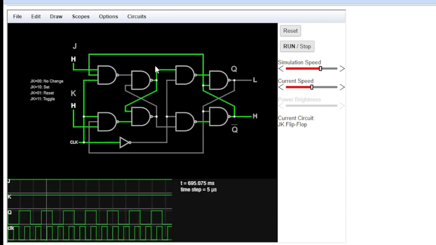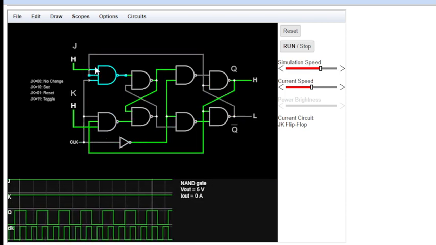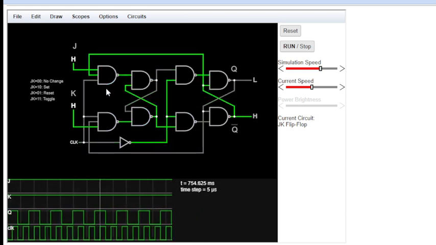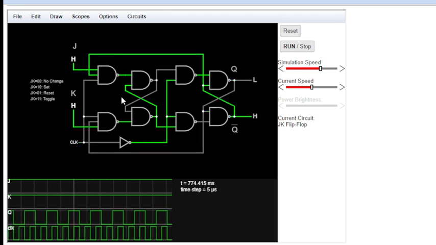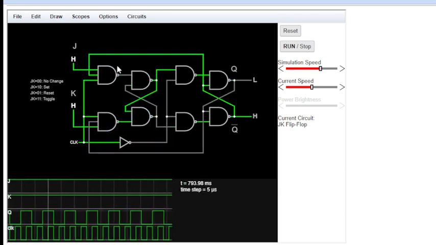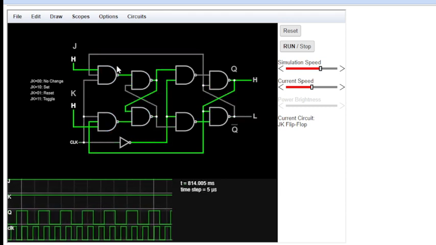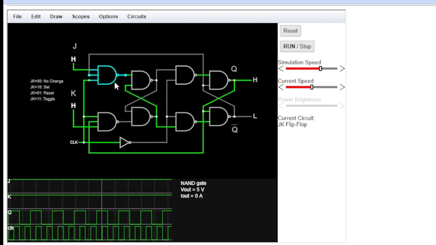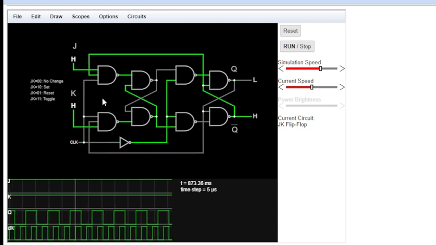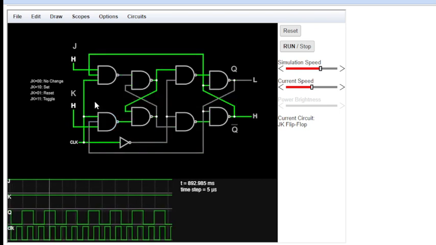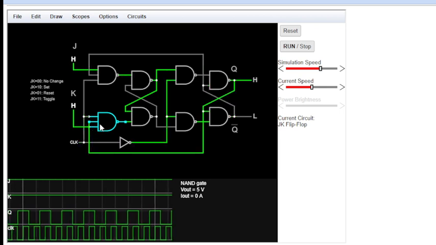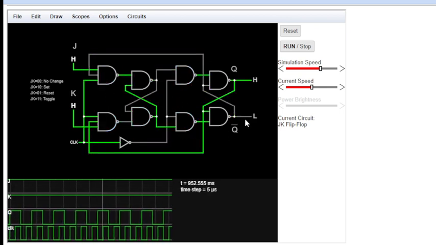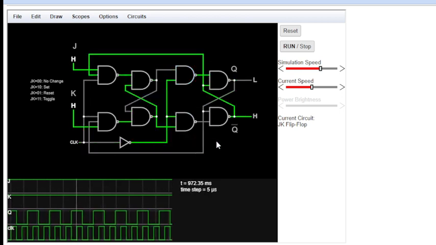Here we have the clocked SR flip-flop circuitry. But what's the difference between the clocked SR flip-flop and this circuitry? The only difference is that the SR flip-flop was with two inputs. Now here, because of JK, each of the NAND gates in the first stage has three inputs.